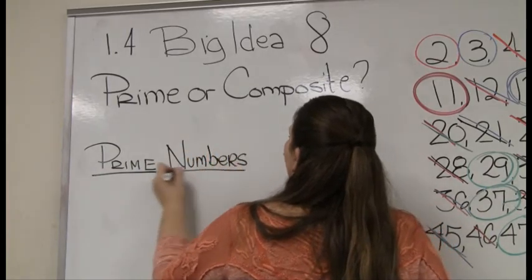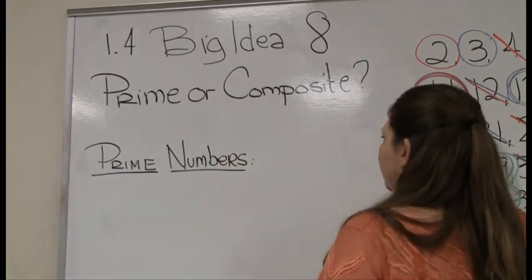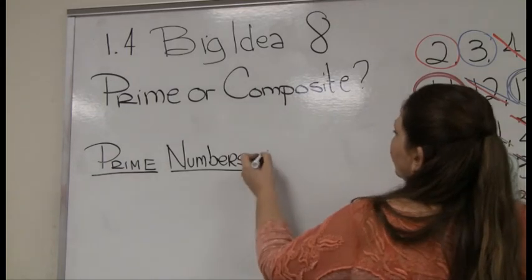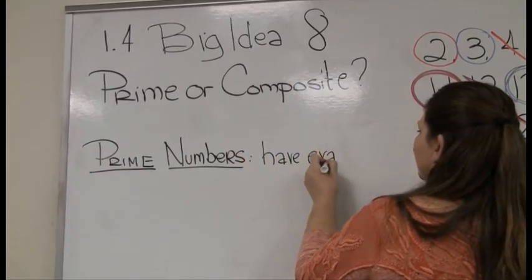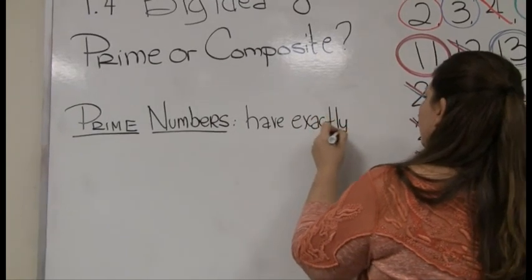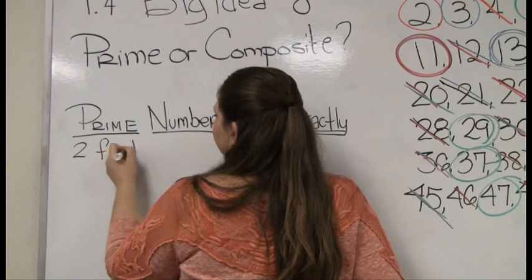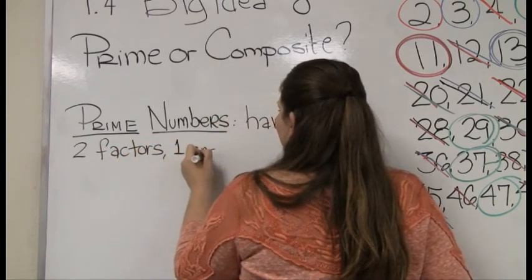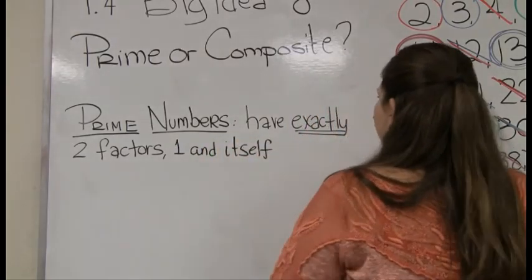Prime numbers are what's left when you cross off all the multiples. But the math definition that they'll give you is they'll say prime numbers are numbers that have exactly two factors: one and itself. That sounds like a very funny definition. Let me show you what I mean.